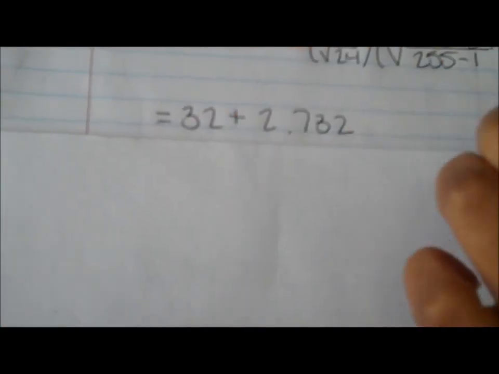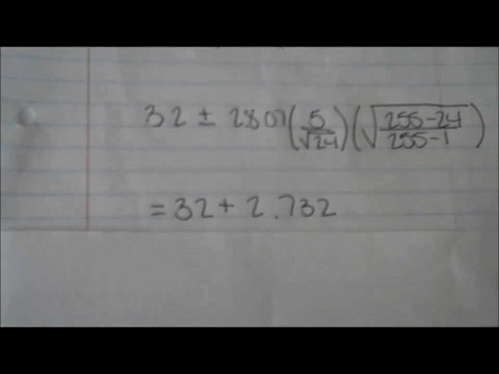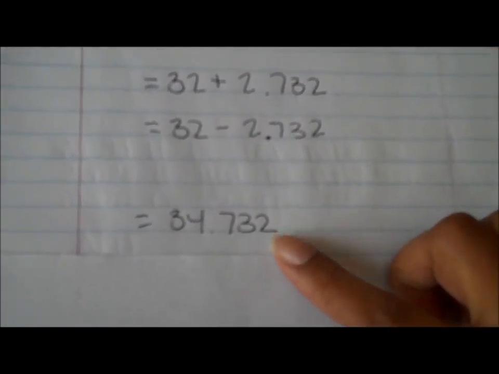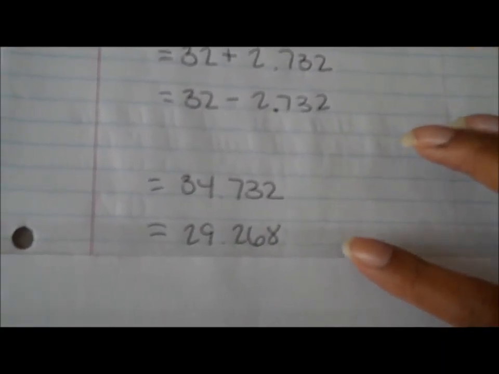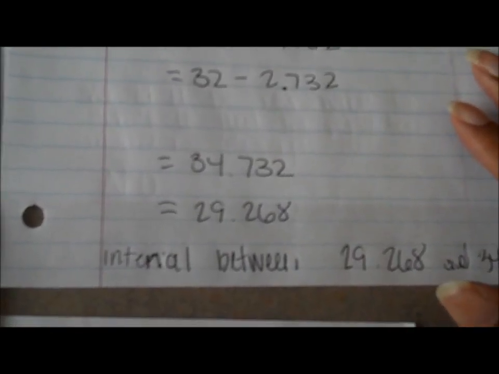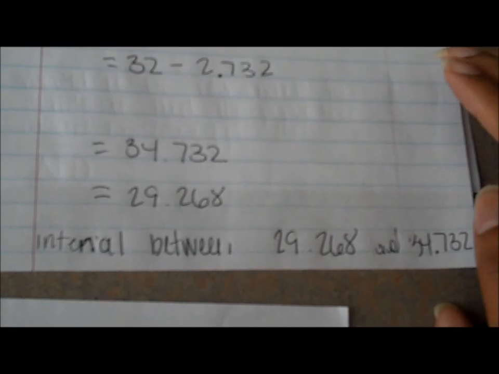This big part here comes out to be 2.732, and we add and subtract that value to and from 32, and the answers we get for adding it is 34.732, and once we subtract it, it's 29.268. So our interval is between 29.268 and 34.732.